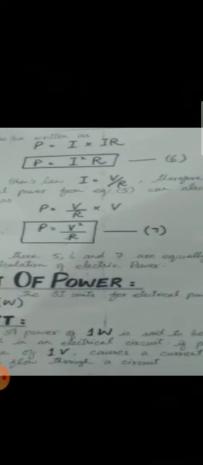Now by using Ohm's law, V is equal to IR, the electric power from equation number 5 can also be written as P is equal to I square R. And again, by rearranging Ohm's law, I is equal to V by R, in the above equation number 5 we can get P is equal to V square divided by R. Again, you can easily see that we get three equations, that P is equal to IV, P is equal to I square R and P is equal to V square divided by R. So it means that all these three equations, equation number 5, 6 and 7, are equally valid for the calculation of electric power.